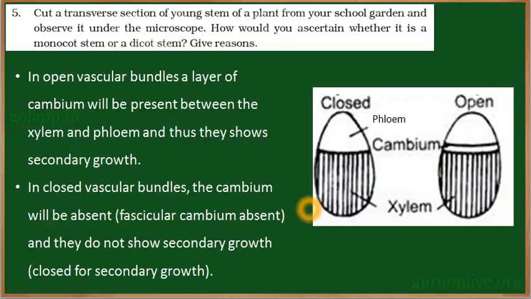Now coming to open vascular bundles. In an open vascular bundle, between xylem and phloem, if cambium is present, we call it open. So this is xylem and this is phloem, and in between them there is cambium, a meristematic tissue. If this meristematic tissue is present, we call the vascular bundle open, and if it is not present, we call it closed. Open vascular bundles are required for secondary growth. Since secondary growth occurs in dicot plants, the vascular bundle is open.